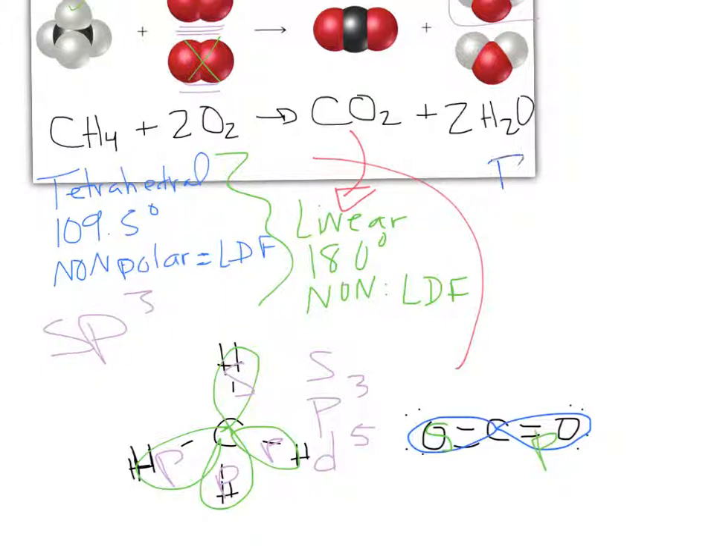Water is a bent shape. It is a 105-degree bond angle. It is very polar. Okay, so polar, in fact, that the IMF that it has is a hydrogen bond.